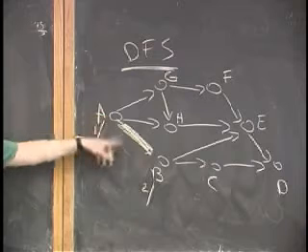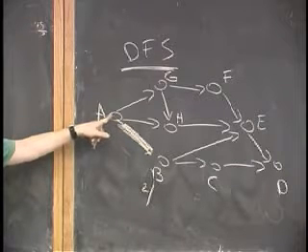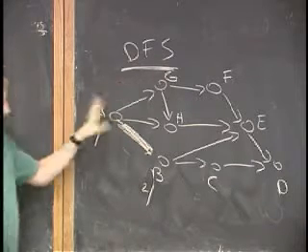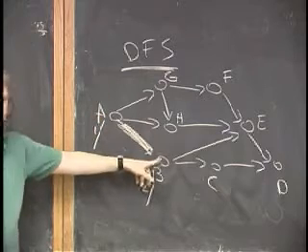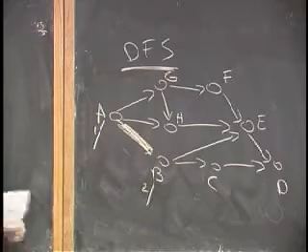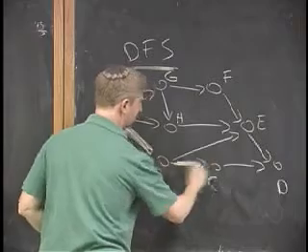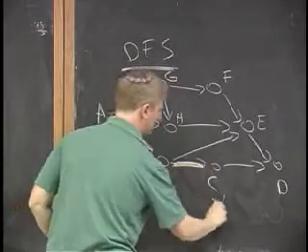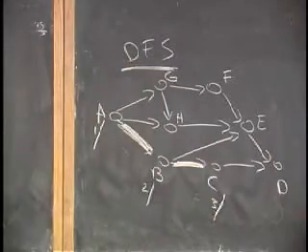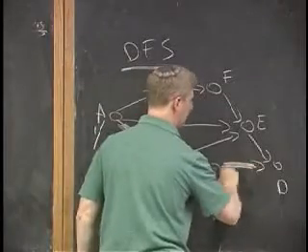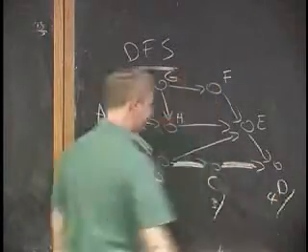Remember, A is waiting. When we come back to A, what's the next thing we're going to look at? G. G. Okay, but it's waiting. Now we're doing a recursion on B. Where do we go from B? C. Good. So that's a tree edge. And now C is 3. And then we go further deeply to D. That's a tree edge, and now D is 4.